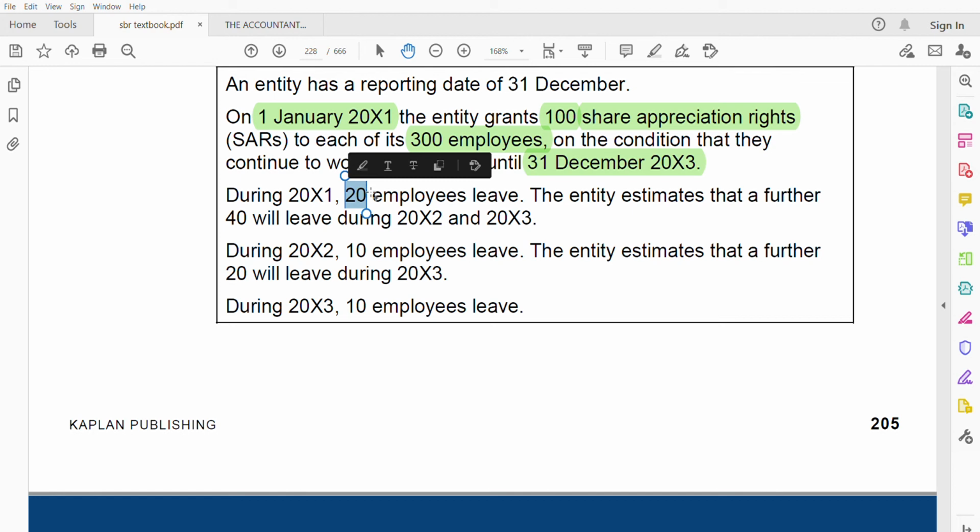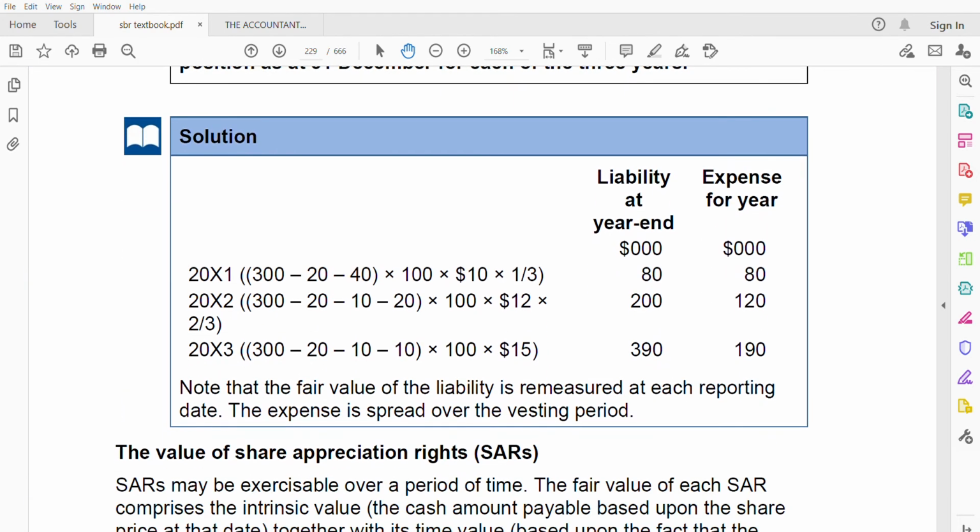Even for 2002 you have to take it like that only, because next year obviously there will be fewer employees now. 300 minus 20, we are not taking this 40. This 40 is an estimated figure. Only for 2001 you take it. When you are coming to 2002, it's 300 minus 20, what actually have left, minus 10 minus 20. Okay, and same 100 share appreciation rights here. The fair value is 12 into 2 over 3 now. 1 year went by, so it's 2 over 3 because you came in the second year.